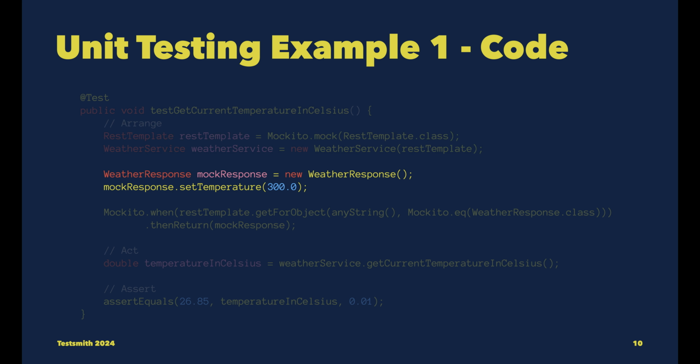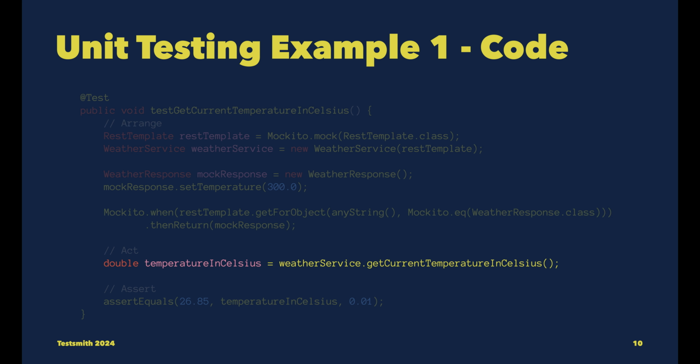In these lines, we create an instance of WeatherResponse and set its temperature property to 300 Kelvin. This WeatherResponse object is used to simulate the response that would be returned by the REST template when it makes an HTTP call. This line sets up the behavior of the mocked REST template. It specifies that when the getForObject method is called with any URL and the WeatherResponse class as parameters, it should return the mock response object we created earlier. This simulates the HTTP response that the WeatherService would receive when making a real call.